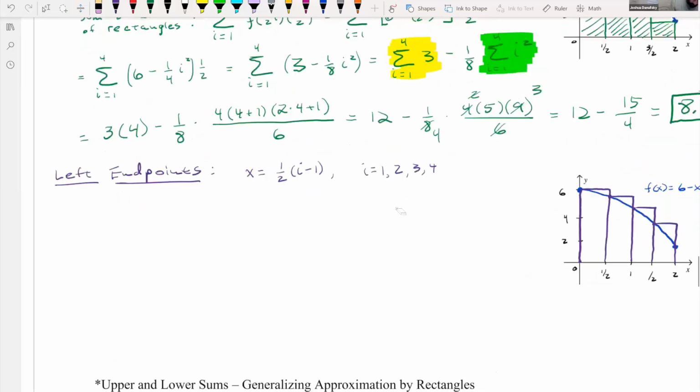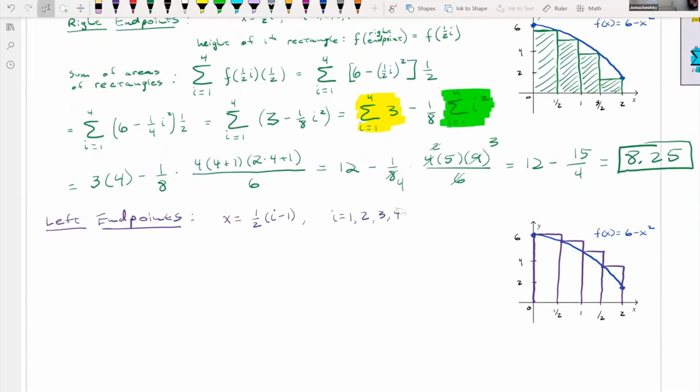Okay, so now we want to get the height of our ith rectangle. So height of ith rectangle is simply going to be f of the left endpoint, right? And that for us is going to be f of 1/2 times I minus 1, or you can write I minus 1 over 2 like that. So that gives us the height of each of our rectangles.